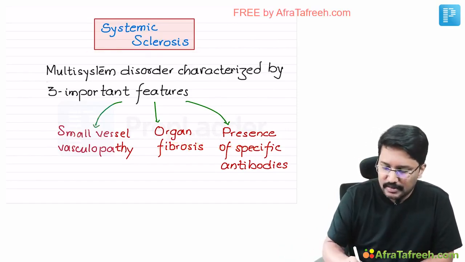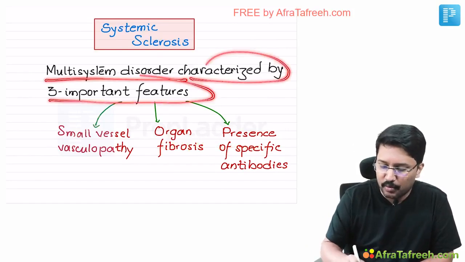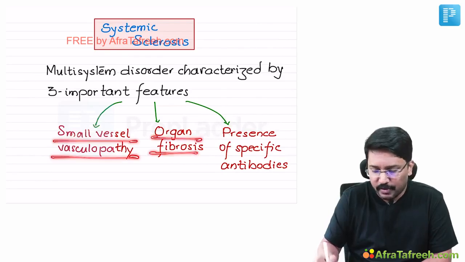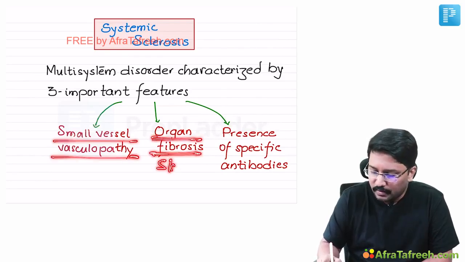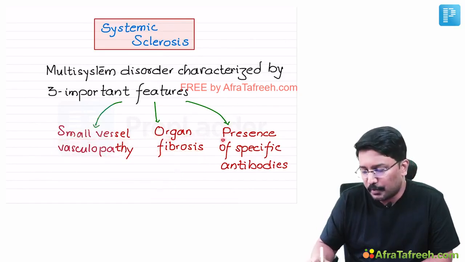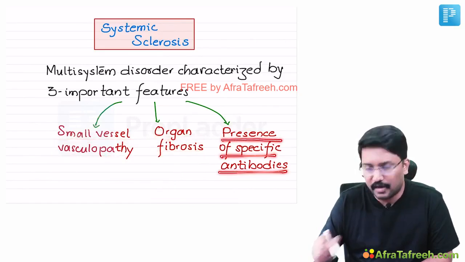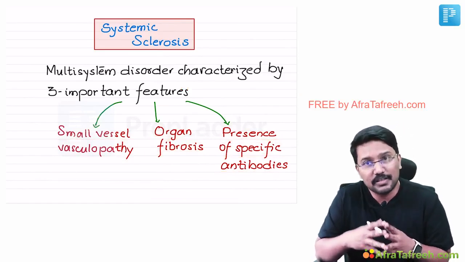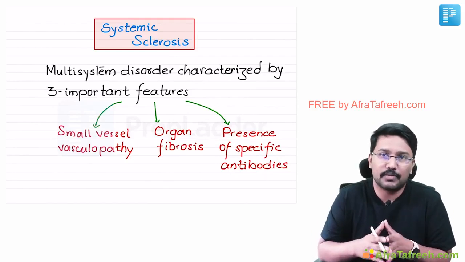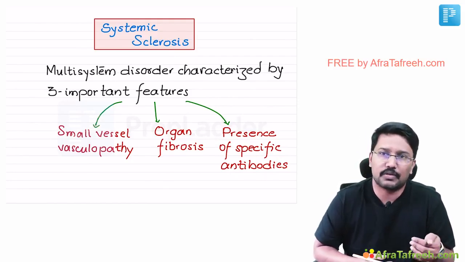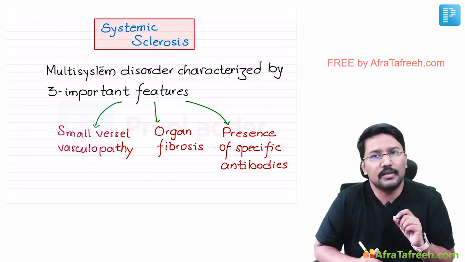Systemic sclerosis is a multi-system disorder characterized by three important features. What are those important features? Small vessel vasculopathy, organ fibrosis. When I say organ fibrosis, that means involvement of skin plus other organs, right? And the third important feature is presence of specific autoantibodies. When all these occur together, we call it systemic sclerosis. Because we have various other disorders where there may be multiple organ fibrosis, and various disorders where there may be skin thickening or skin fibrosis. When all these occur together, we call it systemic sclerosis.